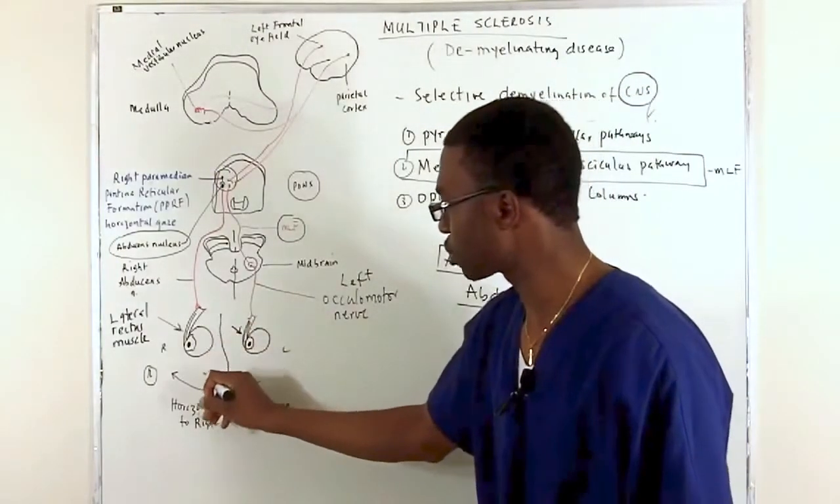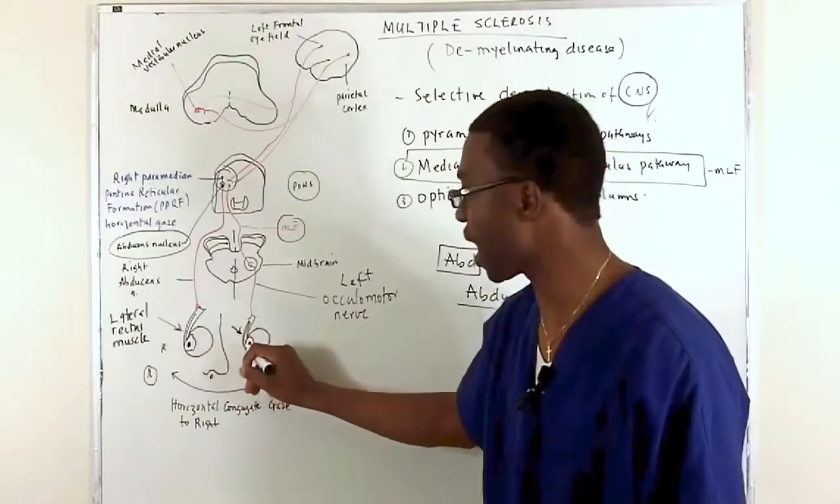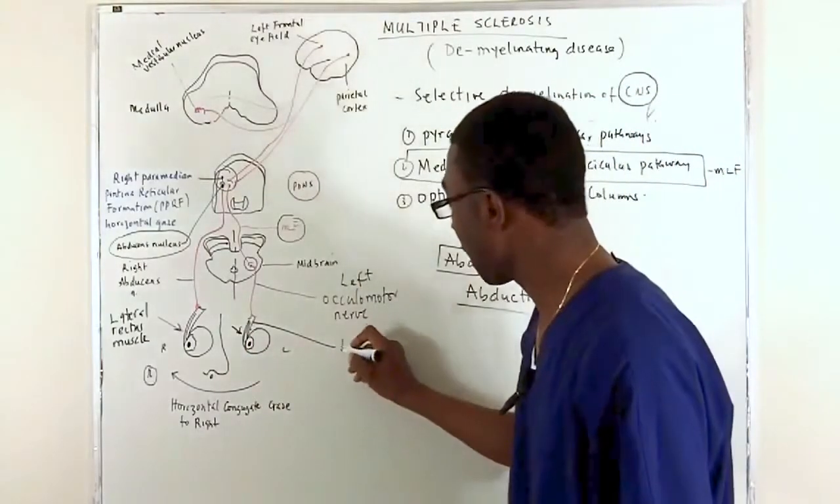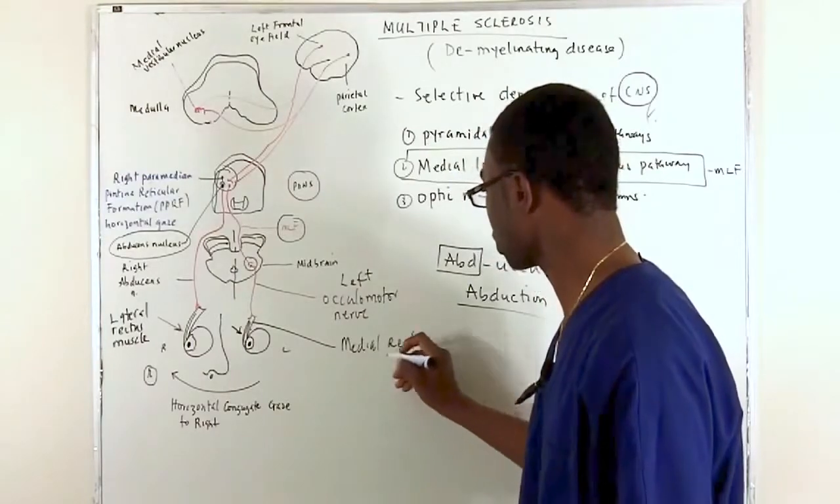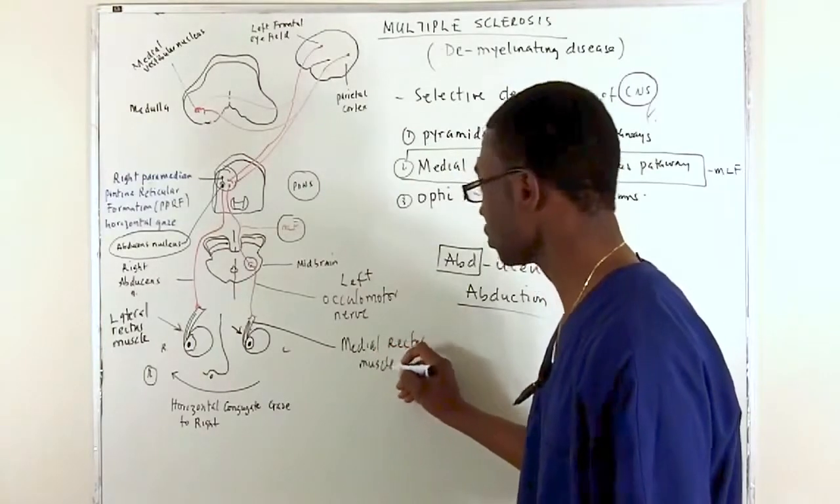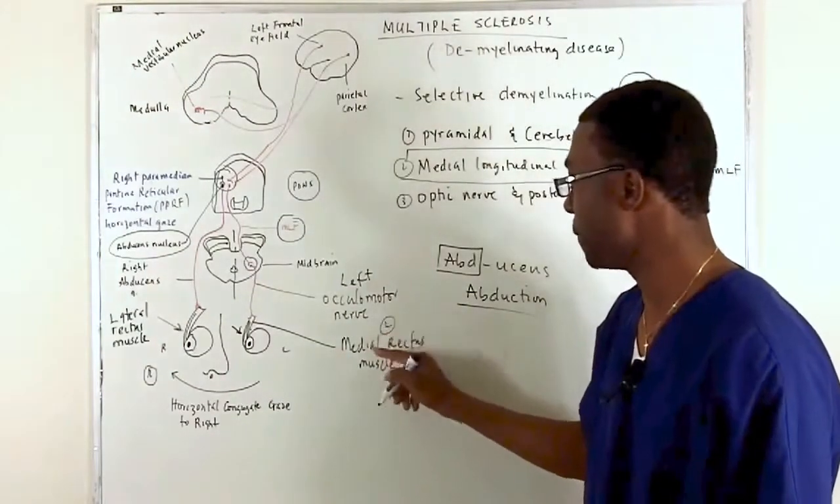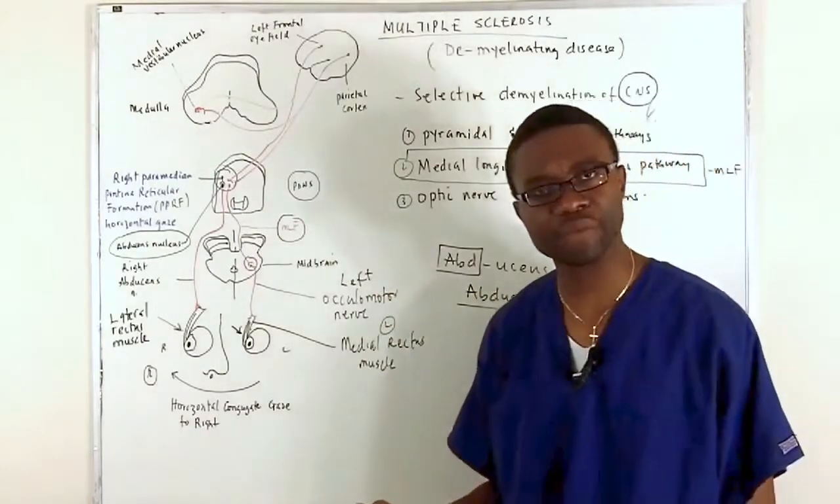This is our nose. This is the right side. This is the left side. This is the medial aspect of the eye. So what muscle do you think that's going to be? Well, that should be the medial rectus muscle, which is innervated by the left. So that would be the left medial rectus muscle, which is innervated by the left oculomotor nerve.